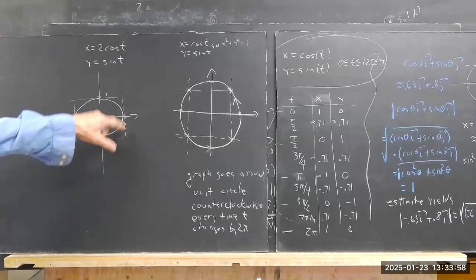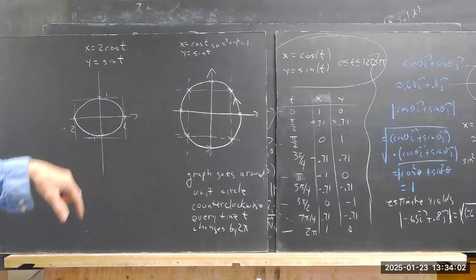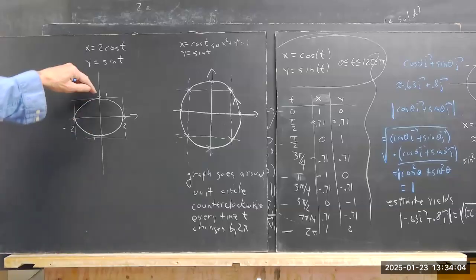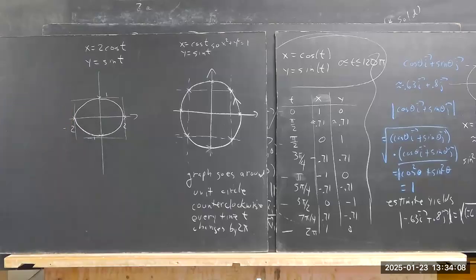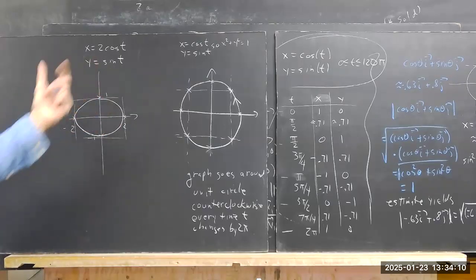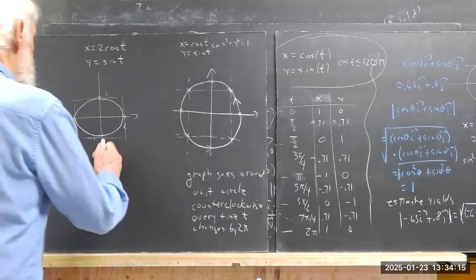Now, is the distance from the center always the same as you go around this? Well, no. We're certainly closer to the center here than we are here, right? And at other points, our distance from the center keeps varying. So what's our distance from the center?